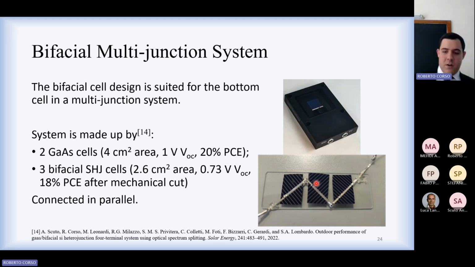The efficiency of these cells is about 18%, starting from a cell of about 20%. This is because, of course, a mechanical cutting procedure is likely to induce extended defects in the resulting samples. So we prepared different mini modules and chose the best for the overall system. And these two components are again connected in parallel.